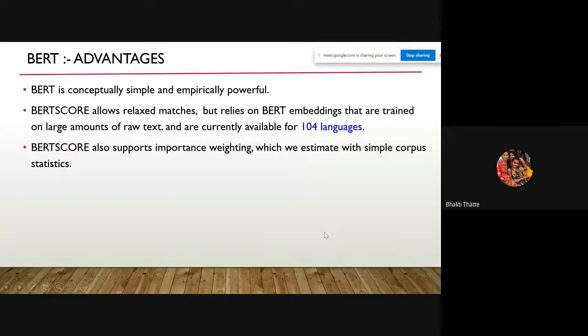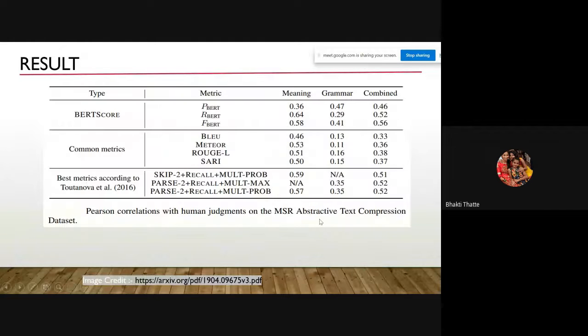Then coming to advantages, we have already discussed the advantages with every prior metric. But again, BERT score is conceptually simple and empirical. BERT score is used for 104 languages. It just does the BERT embedding and does not need extra resources, but also gives us the importance weighing, that is IDF.